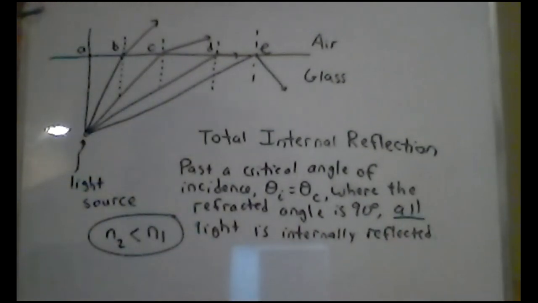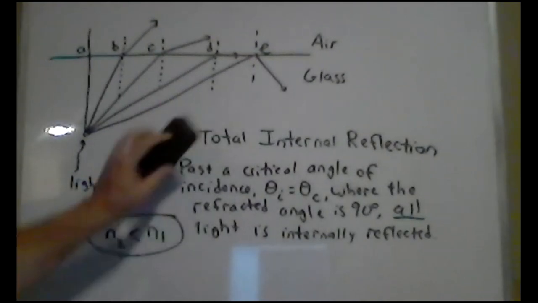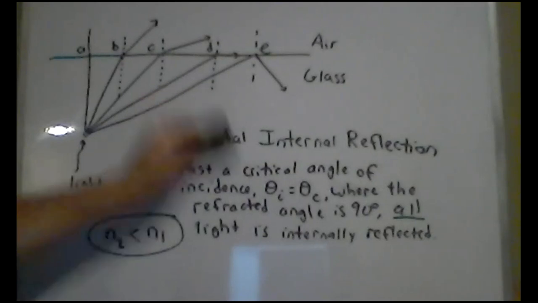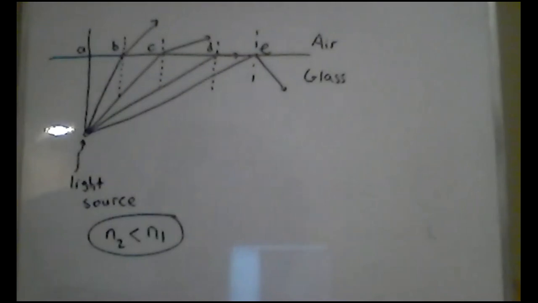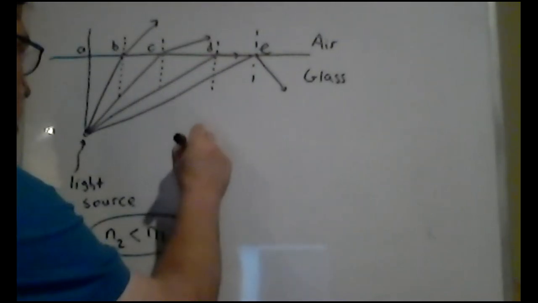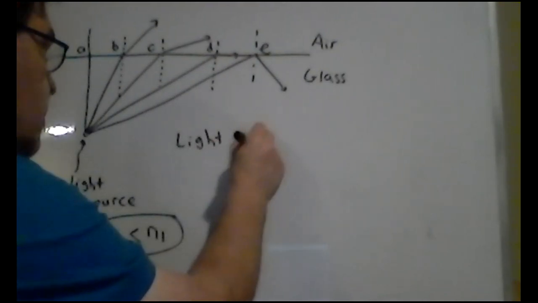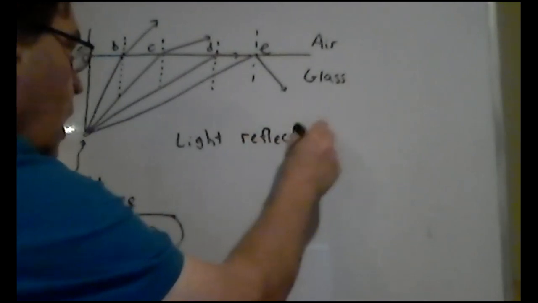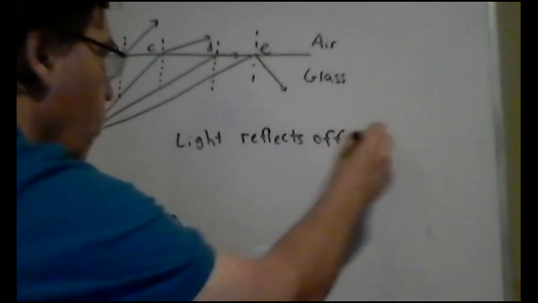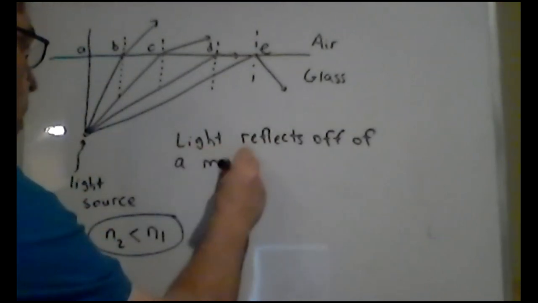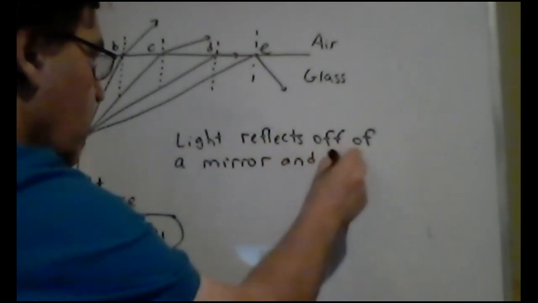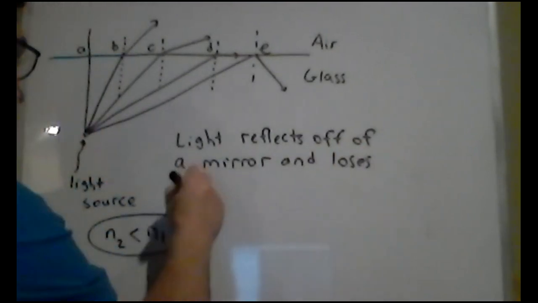Again, this is different than other situations where you have other kinds of reflection. So, for instance, light reflects off of a mirror and loses 4% intensity.